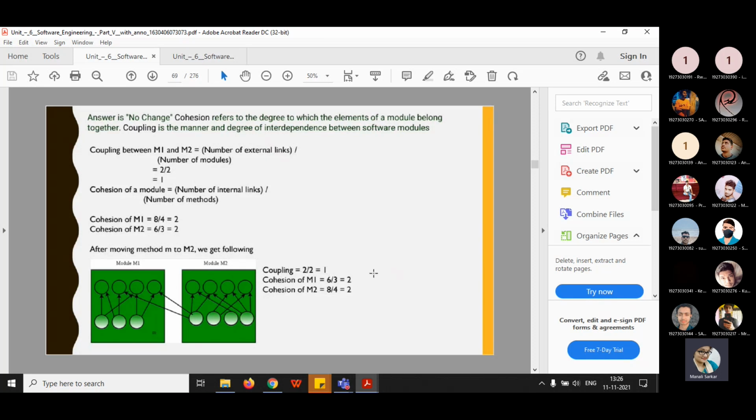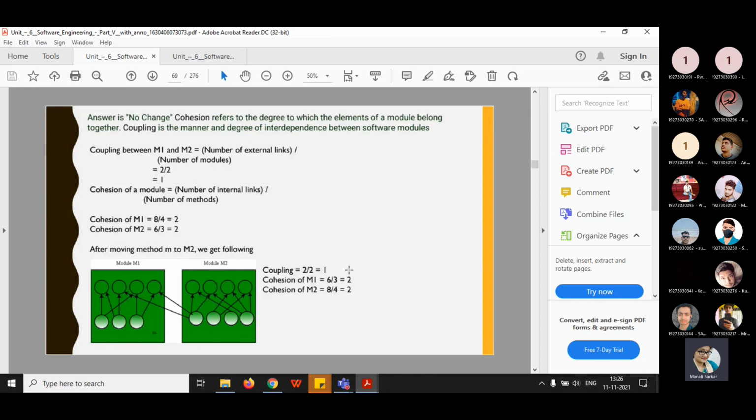Okay, now if you are finding the cohesion of M1, what is it? 1, 2, 3, 4, 5, 6. Now 6 internal links are there. If you are moving this method out of this module, that means you are deleting these links, so it has 1, 2, 3, 4, 5, 6 arrows. So the total number of internal links is 6, and the total number of methods is 3. So 6 by 3 is equal to 2.